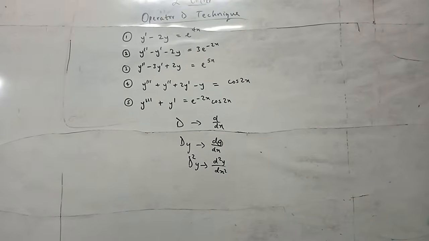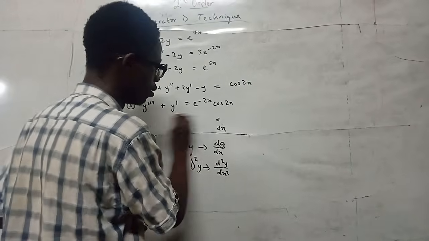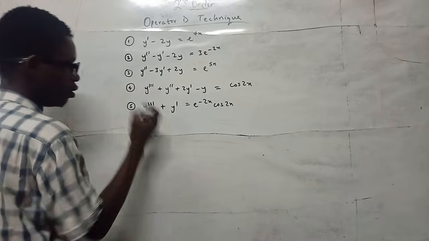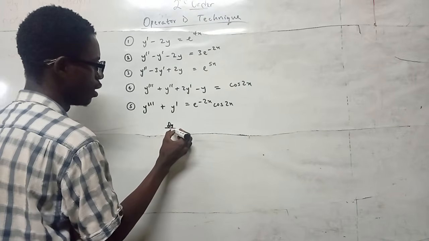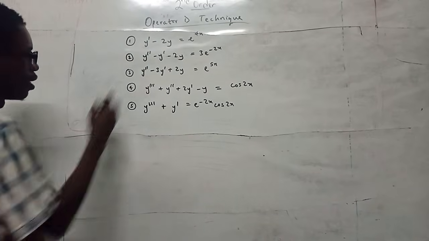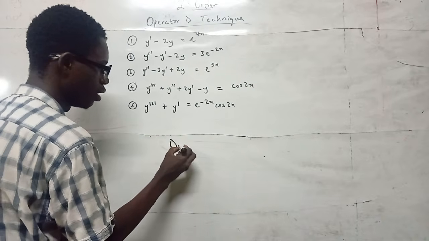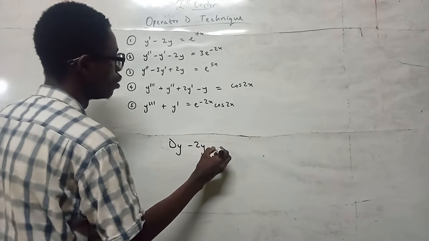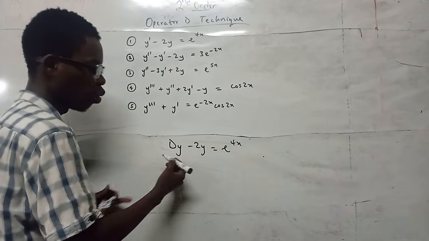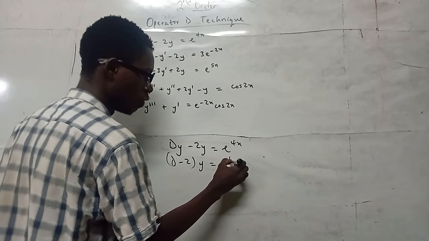We use this to simplify any question like this. So, for example, for the first one, I can write this as dy/dx. So let me make sure that my writing is big. I can write the first question as dy minus 2y equals e raised to power 4x. So if I write it, I can factor y out of this and say (D minus 2) of y equals e raised to power 4x.